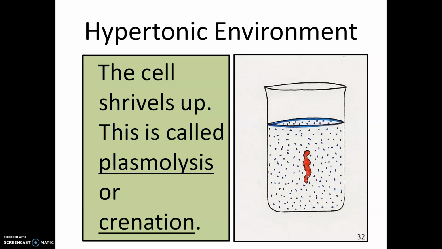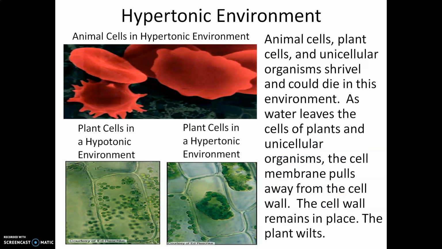And the process actually has a name. It's called plasmolysis. It's also called crenation, kind of like cremation, but with an N. So it's not the same thing. So yeah, cell shriveling doesn't sound like a good time, and it's not. Animal cells hate this. Plant cells hate this because it's going to decrease that turgor pressure and cause them to wilt. And bacterial cells hate this. So a hypertonic environment is bad for everybody involved. Cells will die in this environment.